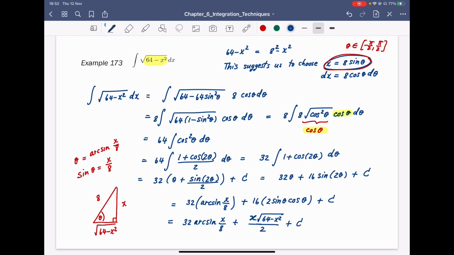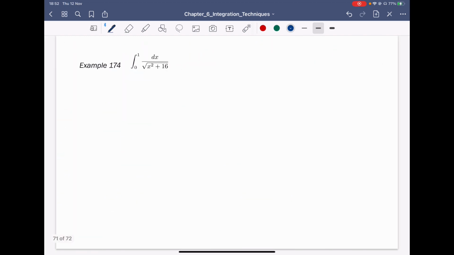Sounds good. All right, we're going to move to the next one, buddy. Example 174. This is the one where we need to integrate 1 over square root x squared plus 16. We're going to find the indefinite integral first, of course, and then after that we're going to plug in 0 and 1 at the end. All right, let's do it.